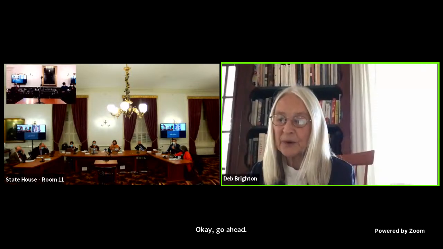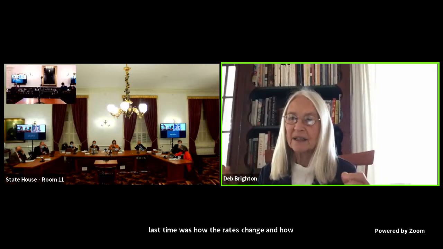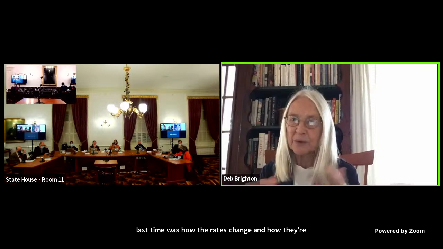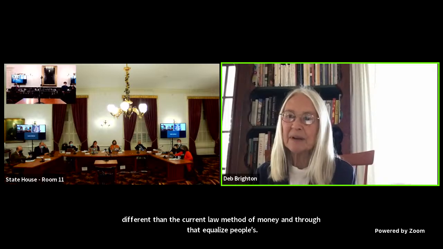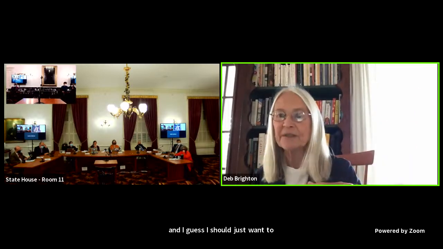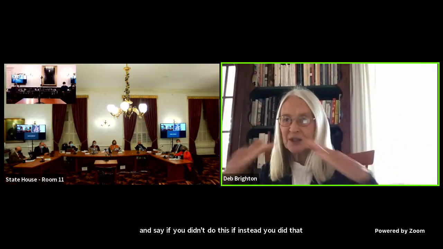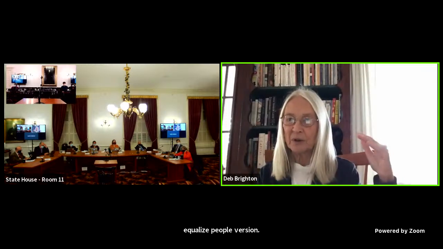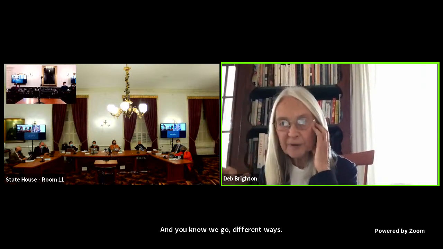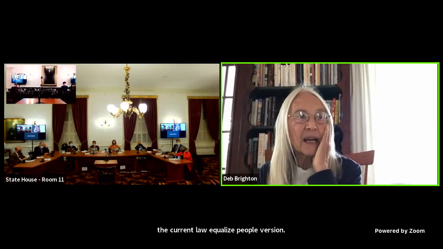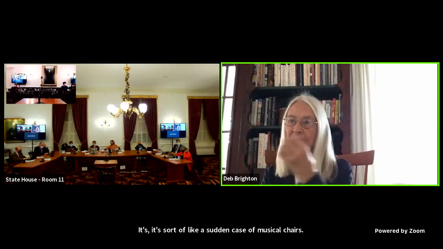So one of the questions that you asked last time was how the rates change and how they're different than the current law method of running it through the equalized pupils. I want to back up a little bit and say, if instead you did the equalized pupil version, at the point at which the streams diverge and we go different ways, the current law equalized pupil version is sort of like a sudden case of musical chairs when the equalized pupils are moving all around.